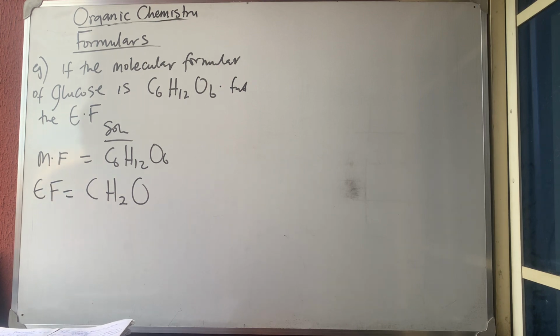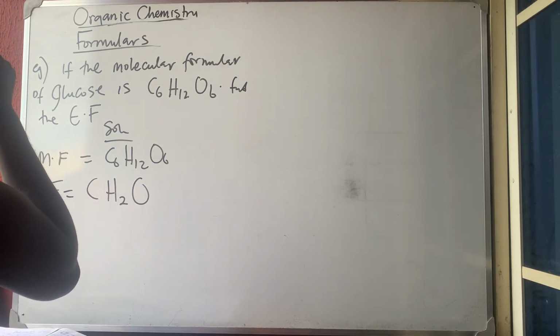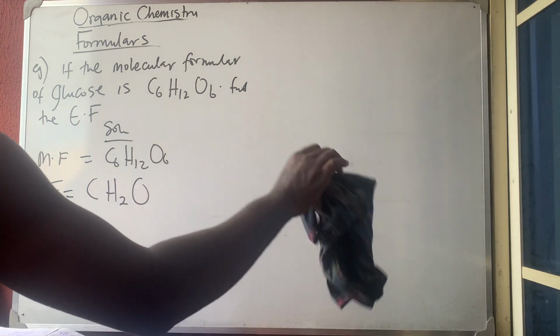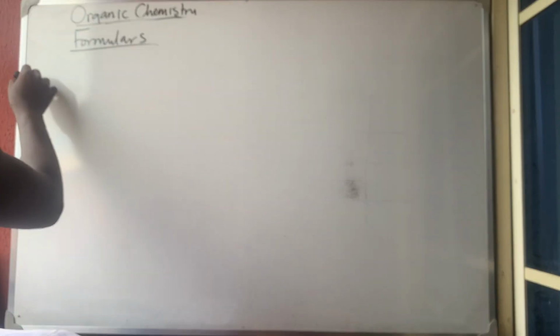Now, this is from the first one we said, that the empirical formula is gotten from the molecular formula by dividing by the highest common factor. But if the elements are given in moles, the mole ratio of the elements will be determined by dividing each element by the smallest mole. Okay, the mole ratio is gotten by dividing by the smallest mole. Let's take an example of this.